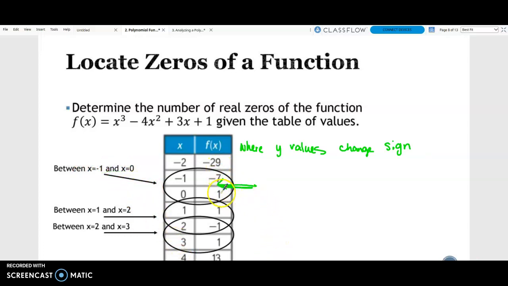Then we went from positive 1 again to positive 1, then down to negative 1. So again, right here, it changed sign from positive to negative. So there is another 0 here in between where x is 1 and 2. And then it went from a negative 1 to a positive 1. So again, right next to it was another 0. So there's another 0 in between when x is 2 and x is 3. So just looking at the tables, check where y values change sign, and that gives you zeros, but you're looking at your x's for those zeros.